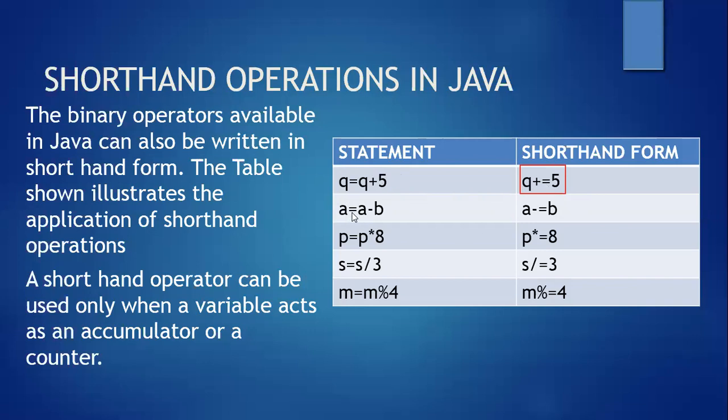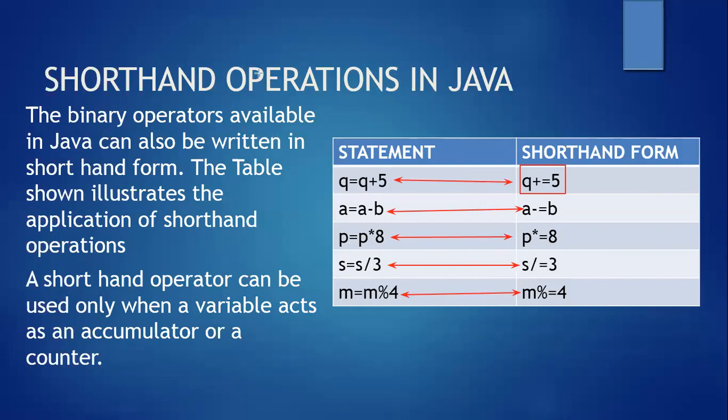The same way, if I want to write A is equal to A minus B, I can write A minus is equal to B. Both convey the same meaning to the compiler. They are not different. But instead of using a normal statement, you can use the same statement in a shorthand form. Like A is equal to A minus B, you can write A minus is equal to B. The same way, P is equal to P into 8, you can write P into is equal to 8. S is equal to S divided by 3, S divided is equal to 3. And M is equal to M modulo 4, M modulo is equal to 4.